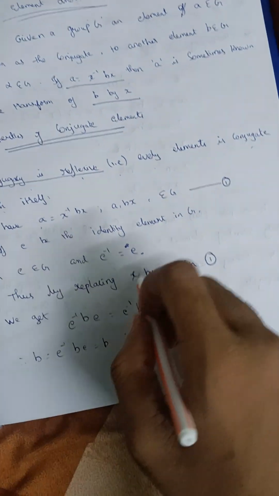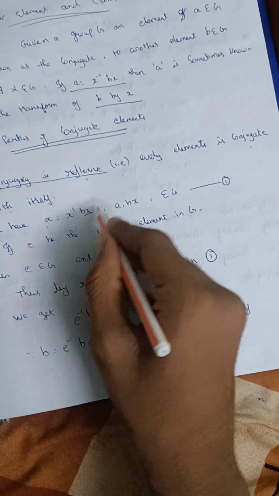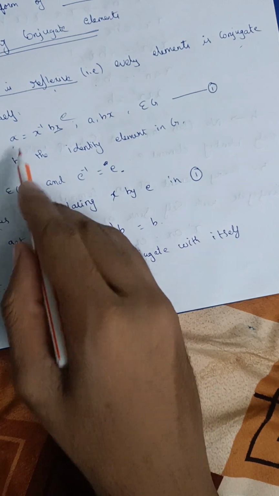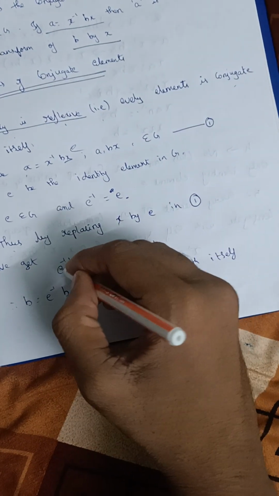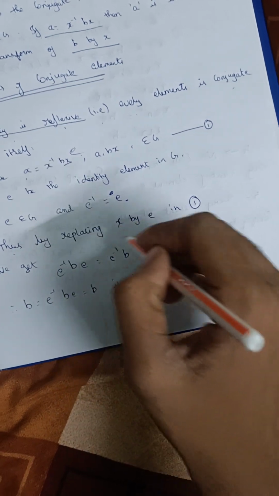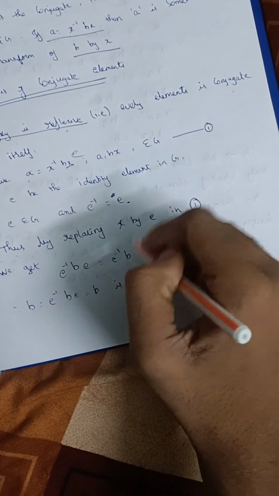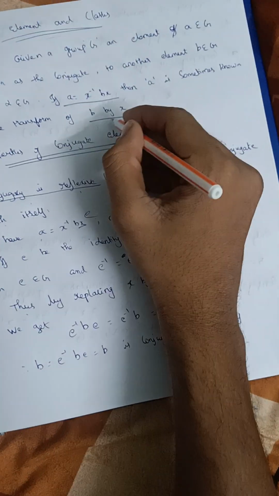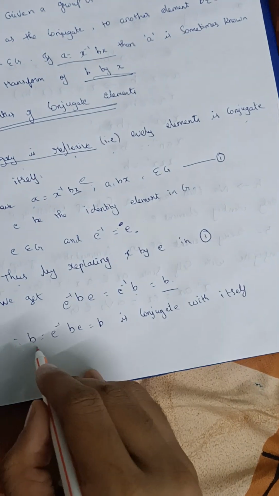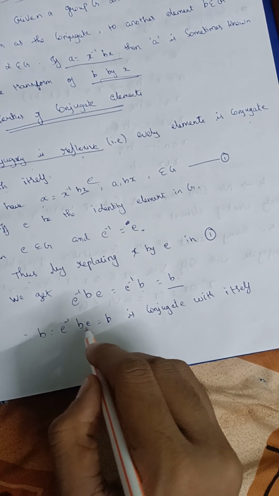By replacing x by E, we substitute the E value here. So E inverse B E is equal to B. E inverse and E we will get B. So B is E inverse B E, which is equal to B, that's conjugate with itself.